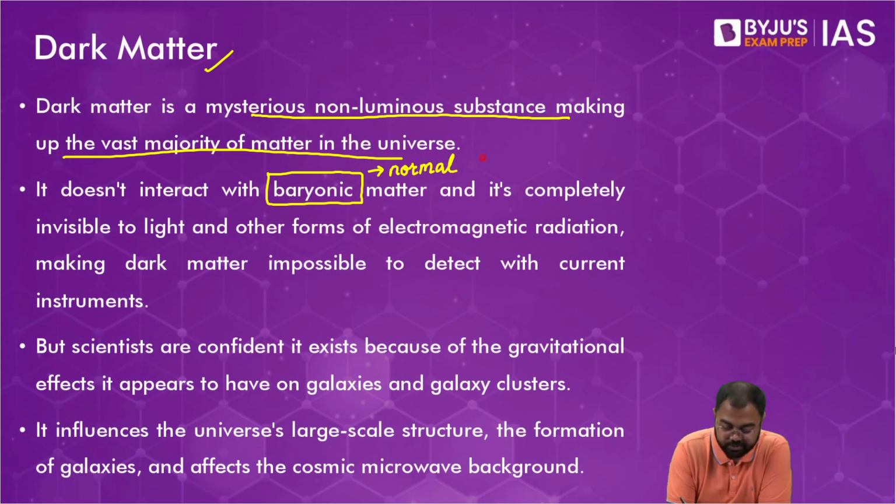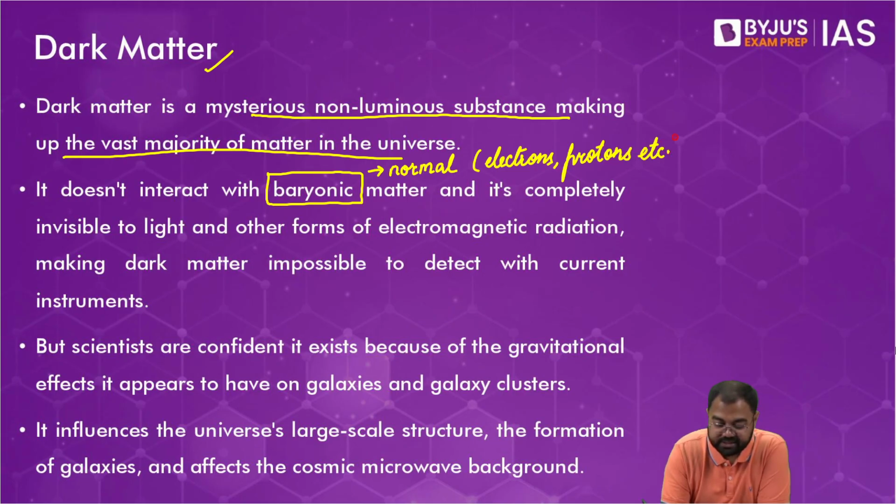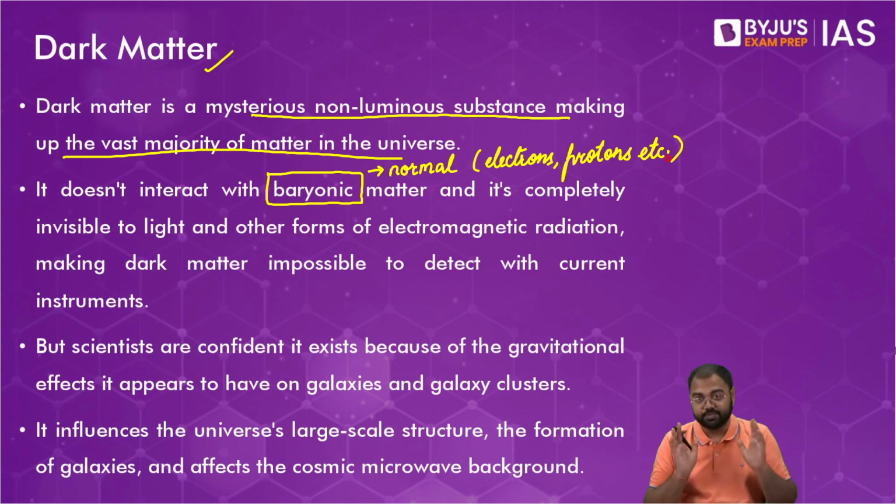Baryonic means normal, meaning electrons, protons, neutrons, etc. They are called baryonic. Dark matter does not interact with electrons, protons, etc., and that's why it is completely invisible to us.